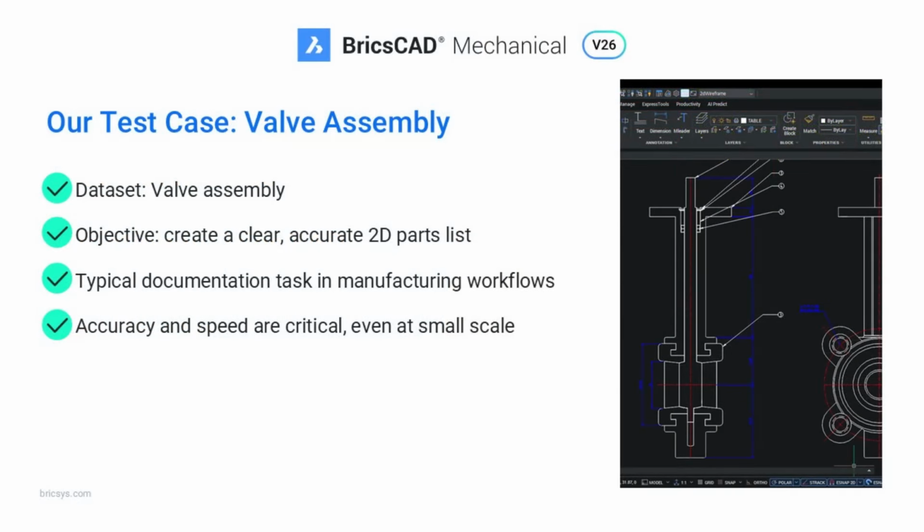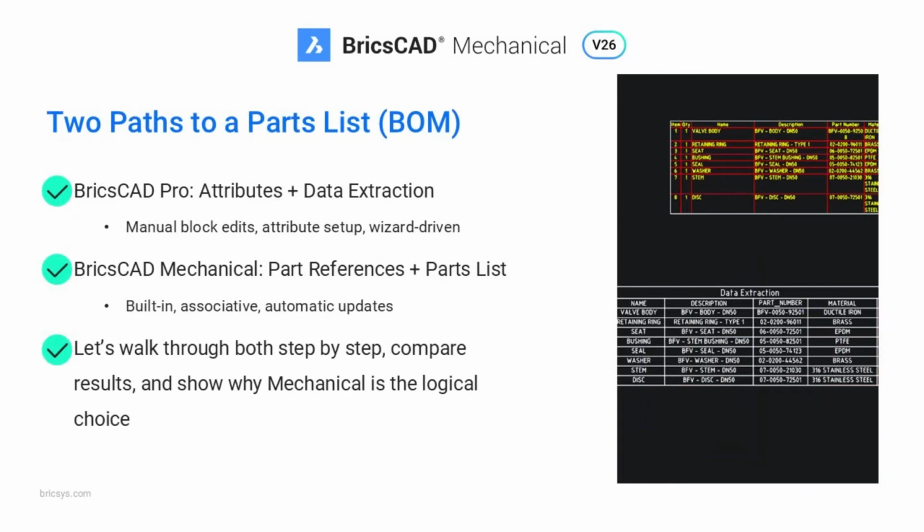In this breakout, we'll build a parts list for a valve assembly. BricsCAD gives us two ways to do it: attributes and data extraction in Pro, or part references and associative parts lists in Mechanical. We'll walk through both step by step, compare the results, and show why Mechanical is the logical option for accuracy, efficiency, and risk reduction.